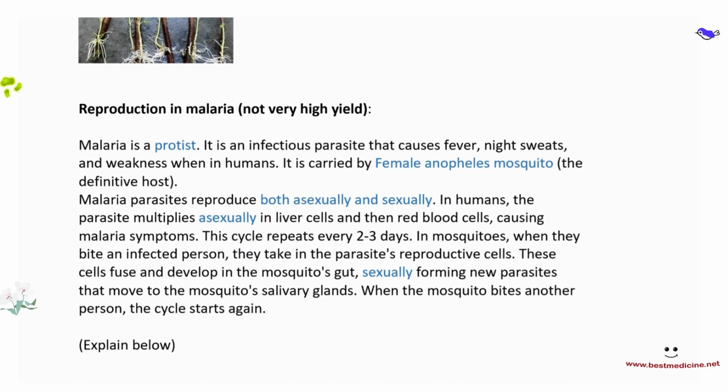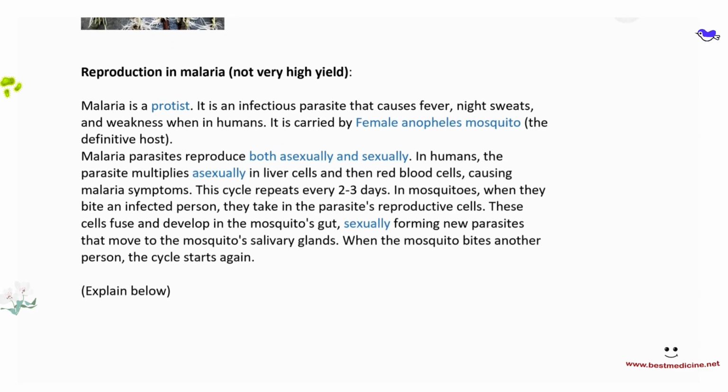Reproduction and malaria. Does anyone of you remember malaria from communicable diseases? Malaria is a protist. It's a parasite, and when it infects a person, it causes fever, night sweats, and weakness. When in humans, it is carried by the female Anopheles mosquito. Okay, and you need to know the word female Anopheles mosquito.